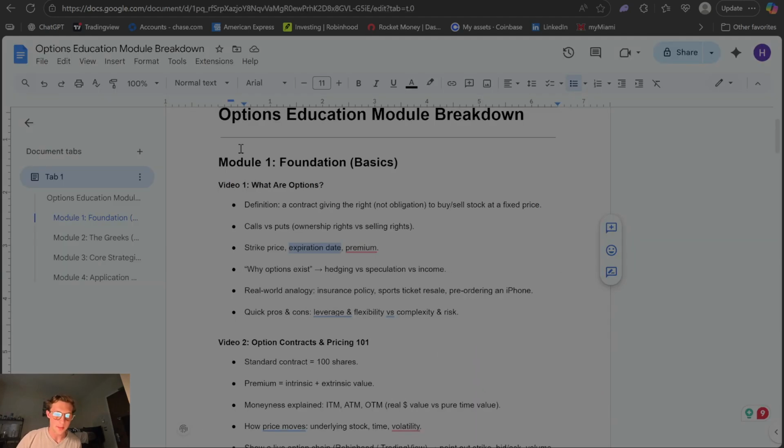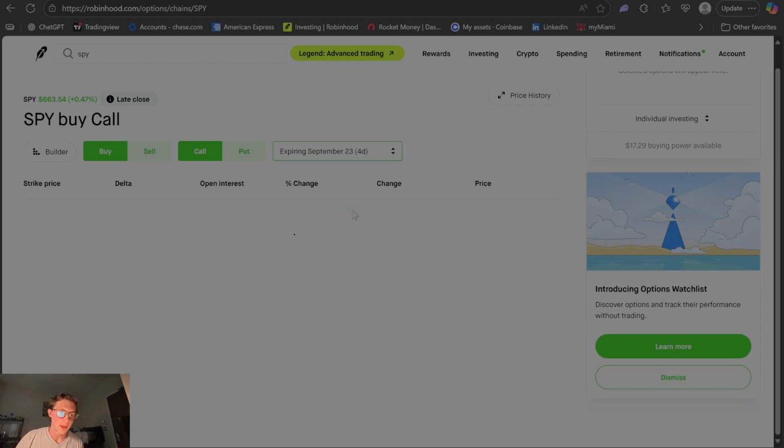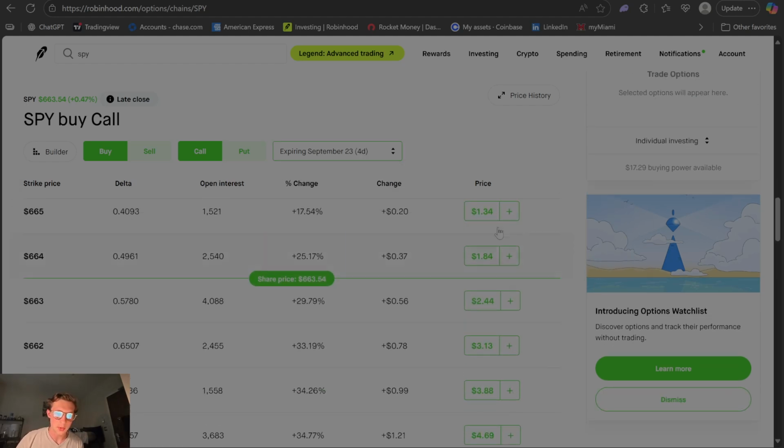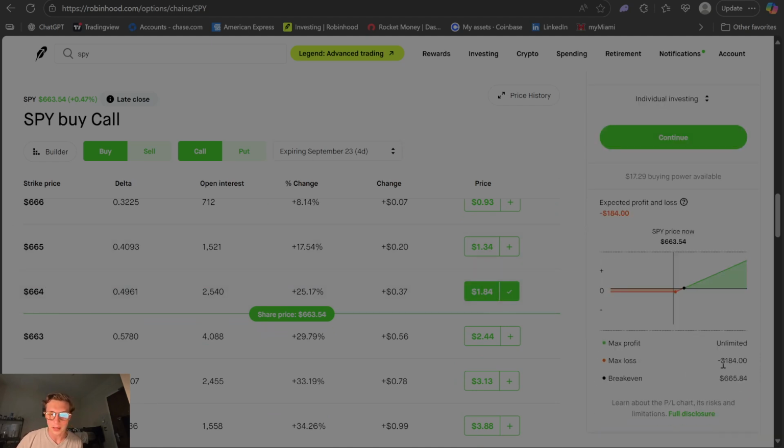And when I say premium, because that is the next kind of structure in the foundations, premium is just what you are paying for the option. Super simple. So you can see the 664 is a premium of $184. Okay? That's all it is. Premium is how much you're paying for the option.